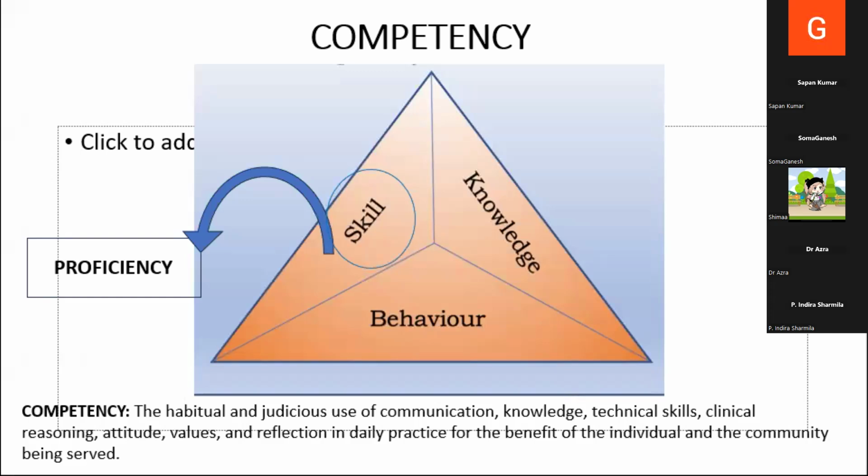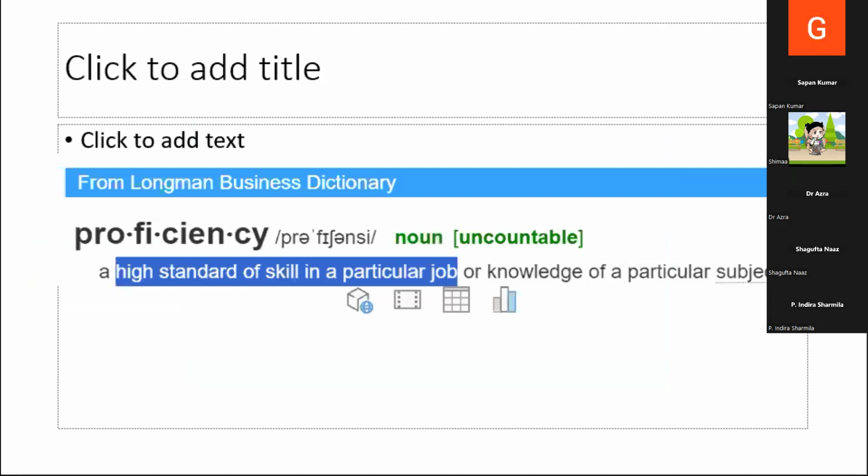Competency is basically a combination of skill, knowledge, and behavior. It has a broader meaning than proficiency, and it involves other attributes like decision making, problem solving, and interpersonal skill. Whereas proficiency is just being good at one particular skill. According to the textbook definition, proficiency is basically a high standard of a skill for any particular job.